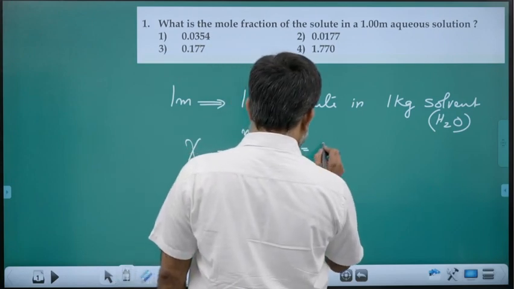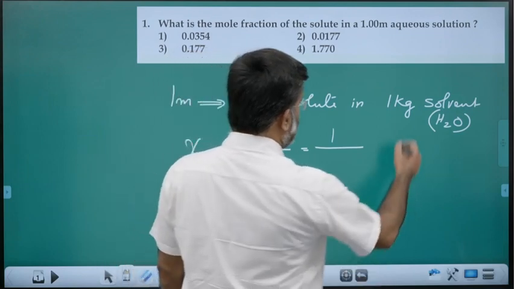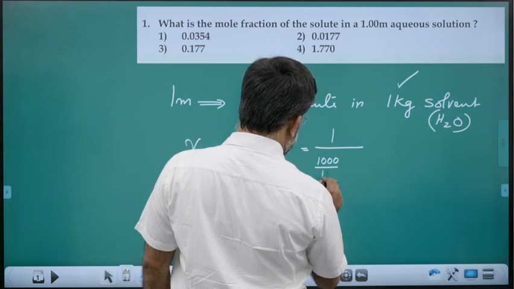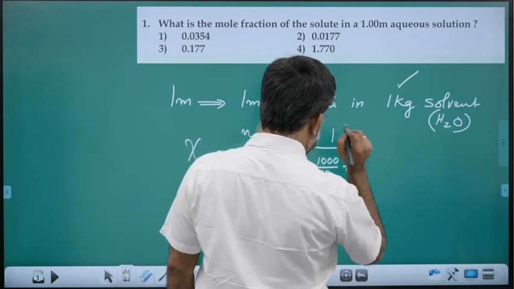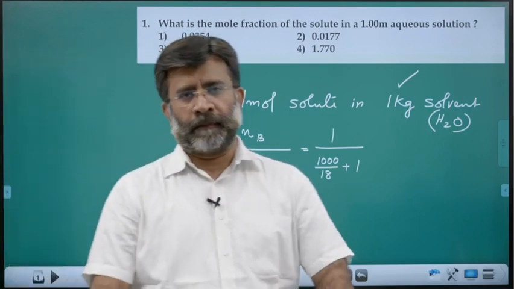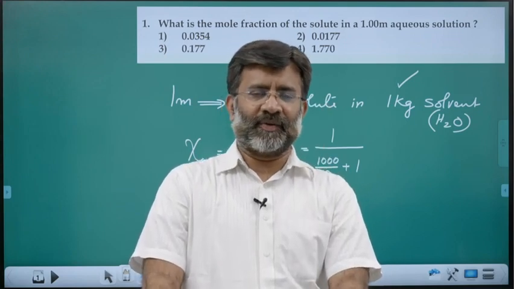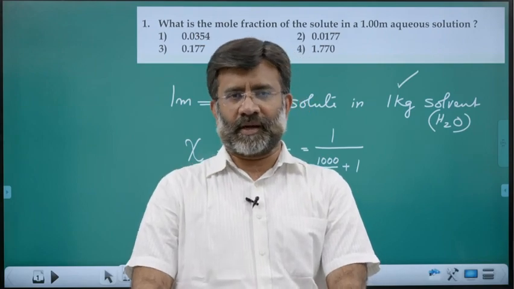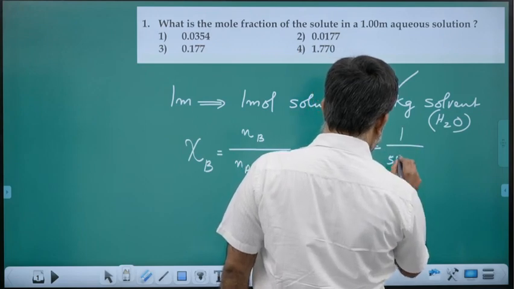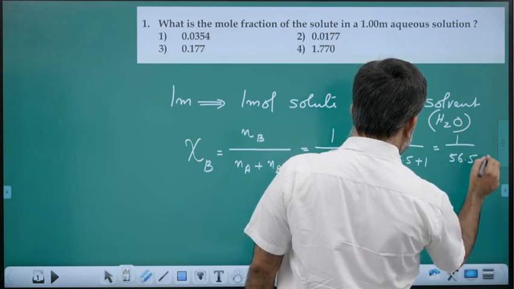Number of moles of solute is 1 given in the question, divided by number of moles of solvent. It is 1 kilogram water, so it is 1000 gram water divided by 18 plus 1 mole of solute. So number of moles of solute is 1. Number of moles of solvent is 1 kg water, 1000 gram water. So what is the number of moles? 1000 divided by molar mass. So the calculation will be 1 by 55.5 plus 1, that is 1 by 56.5.